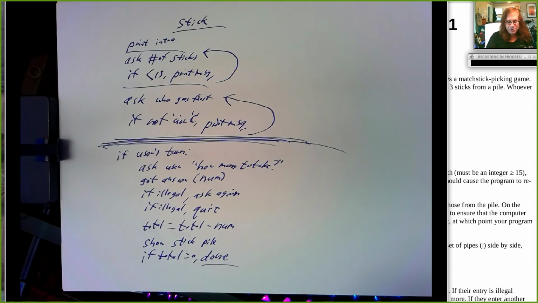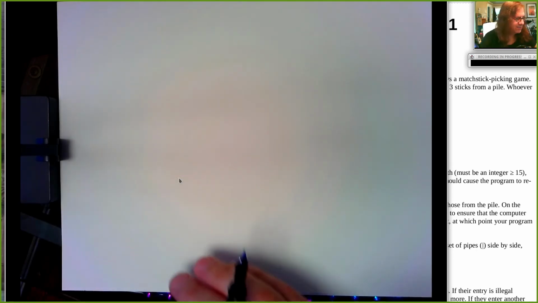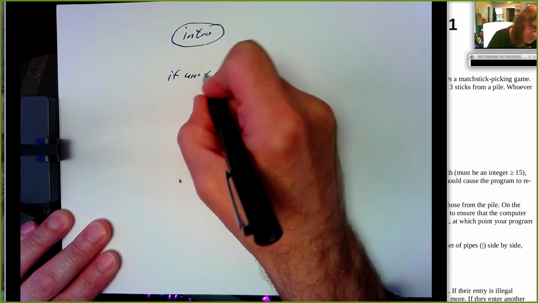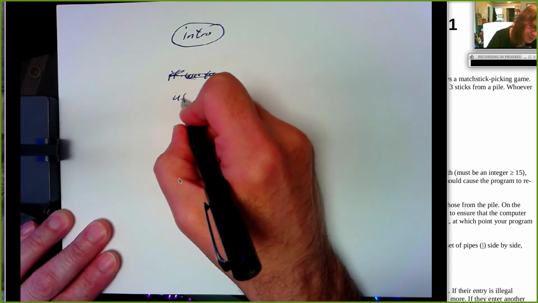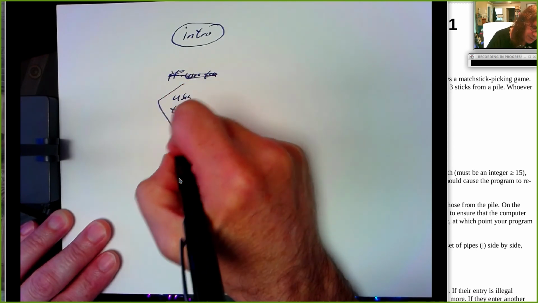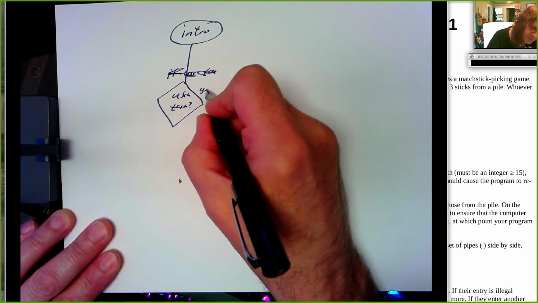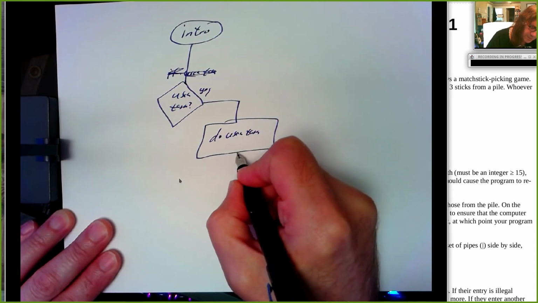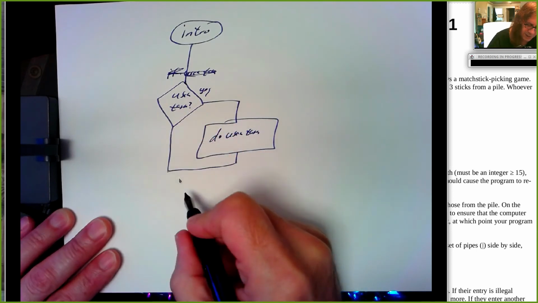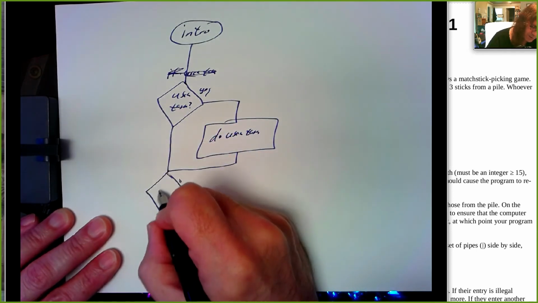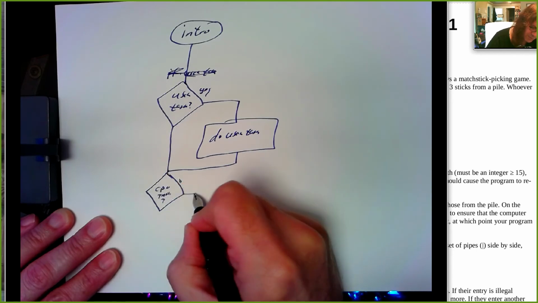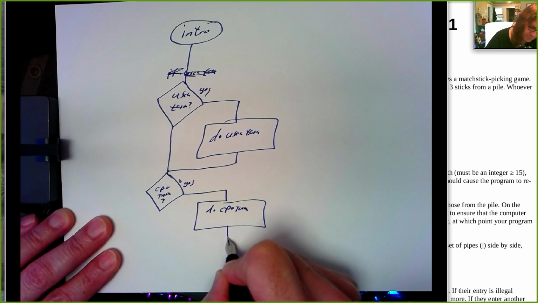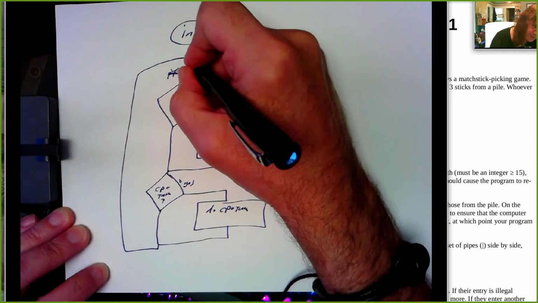So what I might do is start very high level and say something like this. I'm going to do an intro, and I'm going to say if user turn, I'll do it like a flowchart. So is it the user's turn? And if it is, do user turn. And then, is it the CPU's turn? And if it is, do the CPU turn. And then go back up to the top.